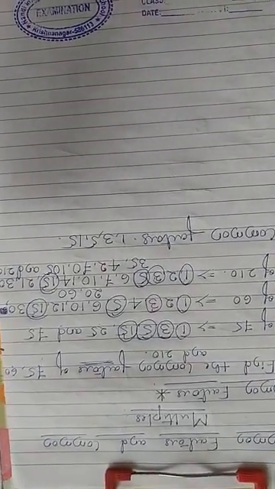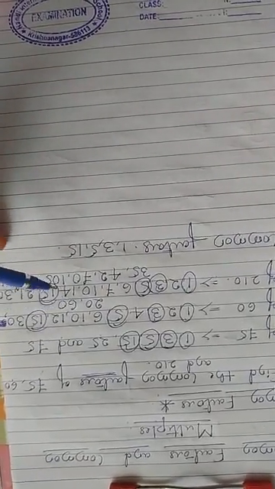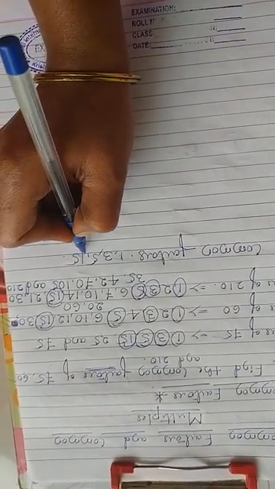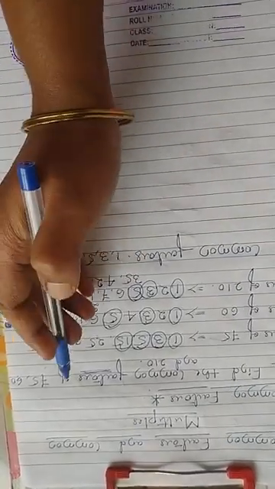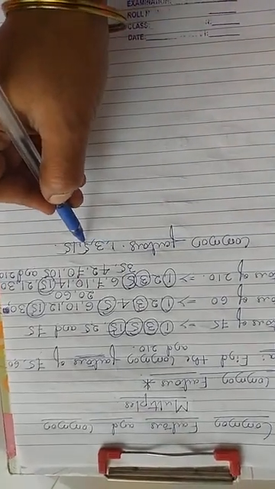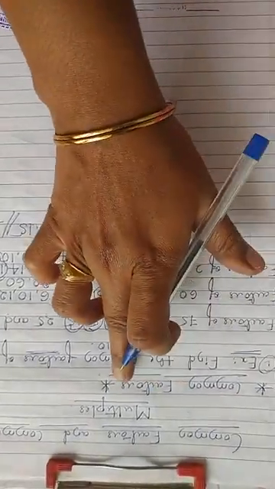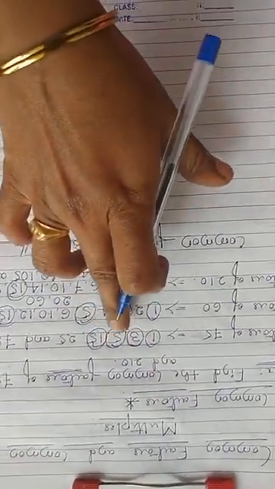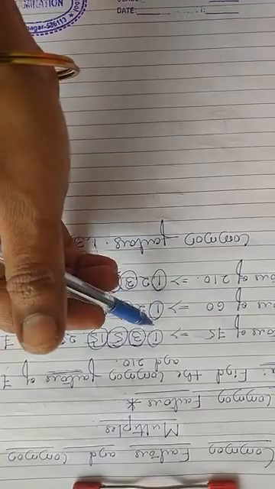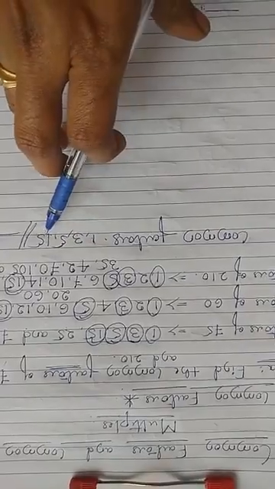25, no. 75, no. Only 1, 3, 5, 15. The common factors of 75, 60 and 210 are 1, 3, 5, 15. This is the final answer. Understand? For common factors, first you have to write the factors, then round off the common factors, and last write the common factors: 1, 3, 5, 15.